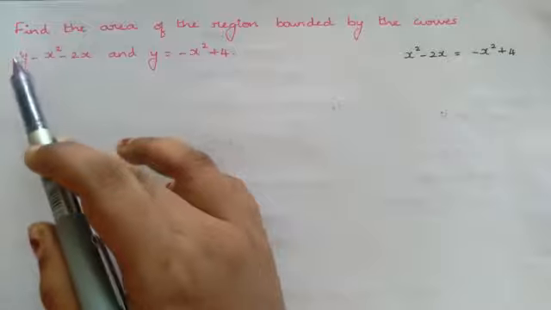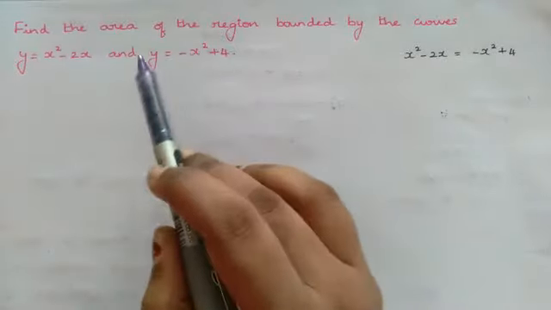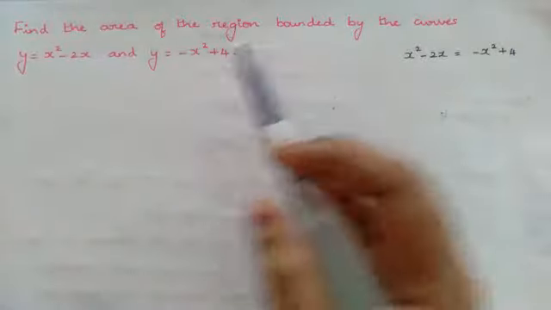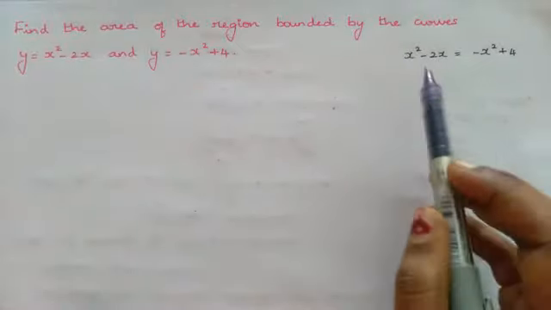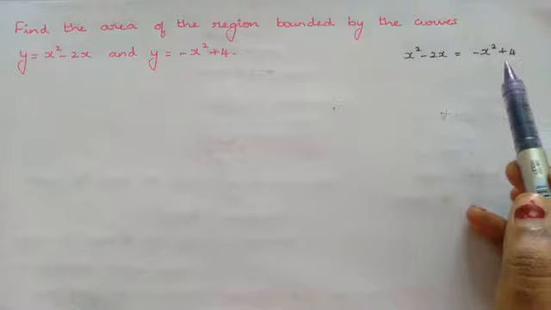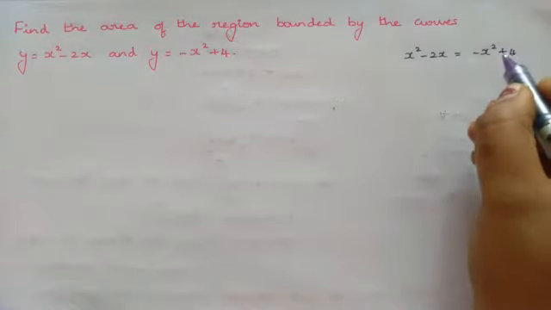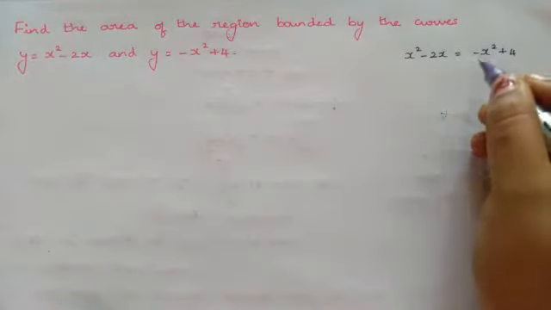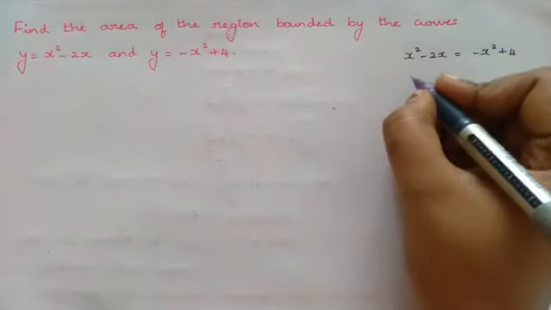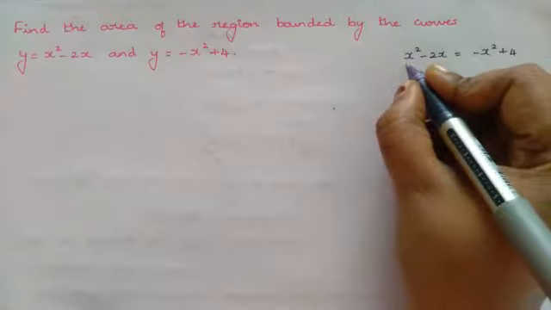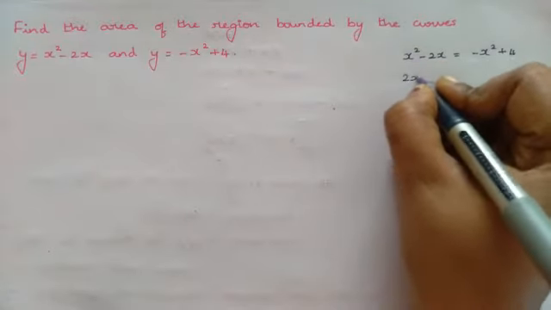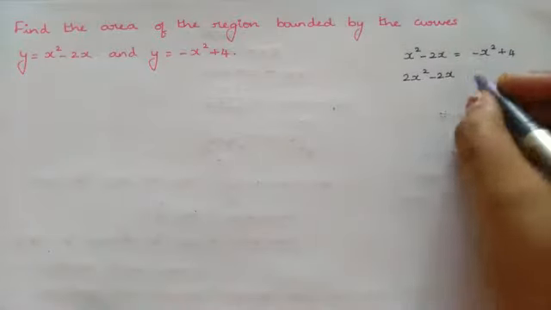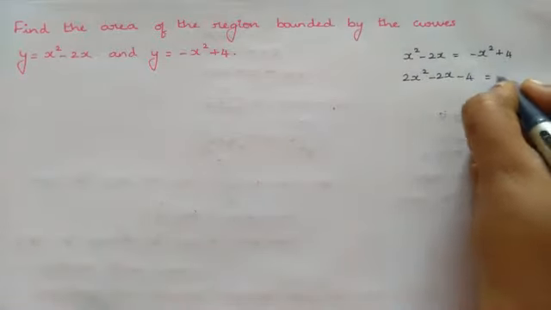This expression is also equal to y, and this expression is also equal to y. So the right hand sides are also equal. That's why we have equated. Let's solve this and identify the value of x. Let's take all the like terms to one side. Minus x squared comes to this side as plus x squared. x squared plus x squared will be 2x squared minus 2x. Plus 4 comes to this side as minus 4, which is equal to 0.